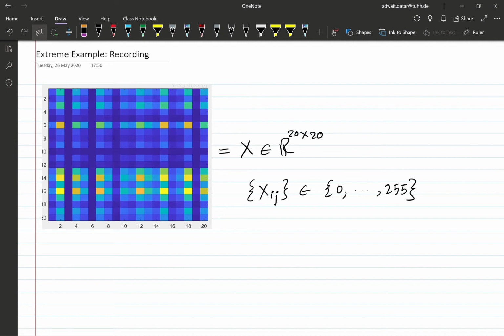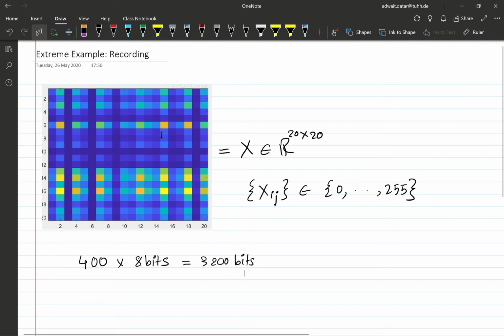Now if we have to store or transmit this matrix, naively we would have to deal with 400 times 8 bits, so that is 3200 bits of data. But we can be a bit smart and study this matrix and look for patterns.